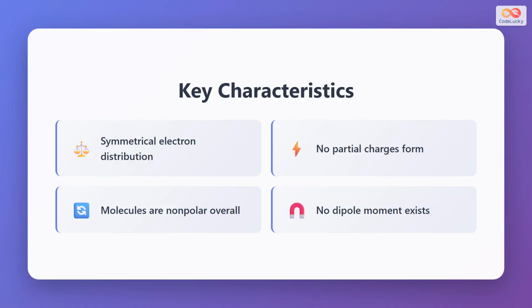Nonpolar covalent bonds have several important characteristics. First, they feature symmetrical electron distribution, meaning electrons are evenly spread between the bonded atoms. Second, no partial charges form on either atom because the electrons aren't pulled more toward one side. Third, molecules containing only nonpolar covalent bonds are nonpolar overall, which affects their physical properties like solubility. Finally, these bonds have no dipole moment. A dipole moment occurs when there's charge separation, but in nonpolar bonds, the symmetry prevents this from happening.